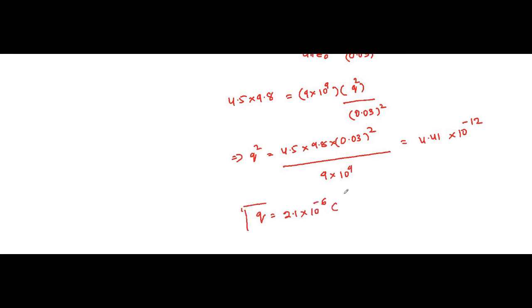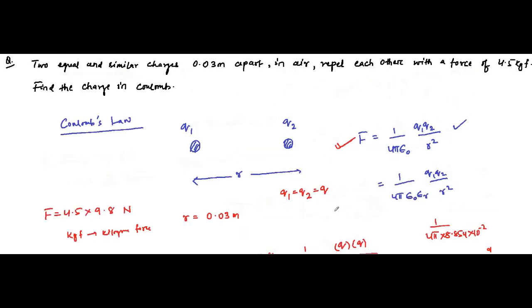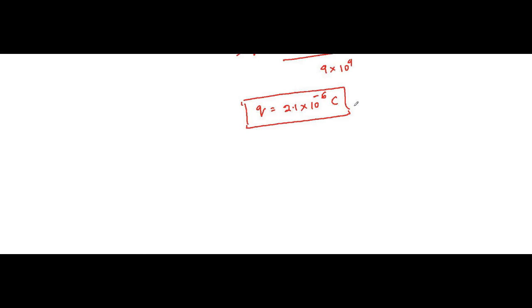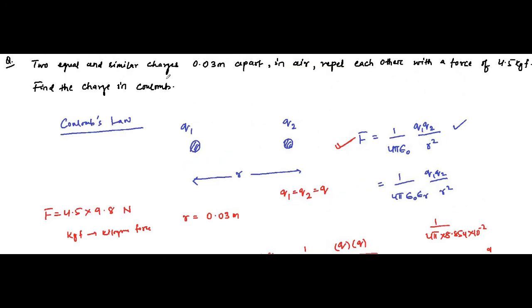Whether it is positive or negative doesn't matter. They are equal in magnitude and similar in nature, so they will repel each other. If negative, negative also repel; if positive, positive also repel. So the magnitude of the charge is 2.1 into 10 to the power minus 6 coulomb. Again, another very basic question based on Coulomb's law.